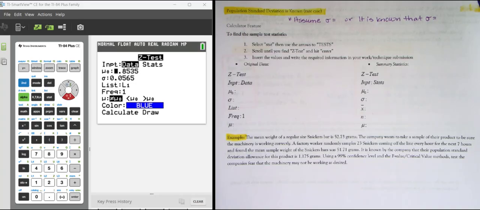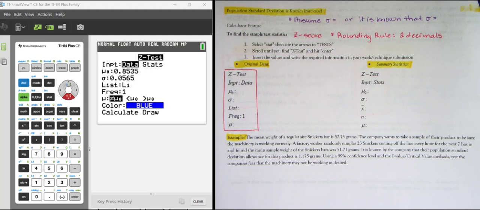This is in the test area, and it's the first one on your screen. Whether you're given original data or summary statistics, your rounding rule is going to be the same. You are finding a z-score. And previously when you found a z-score, you did this using INV norm. INV norm is a way that you are always able to find a test statistic. So just like INV norm, since we are using the z-test feature to find a z-score, we're going to be using the same rounding rule of 2 decimals.